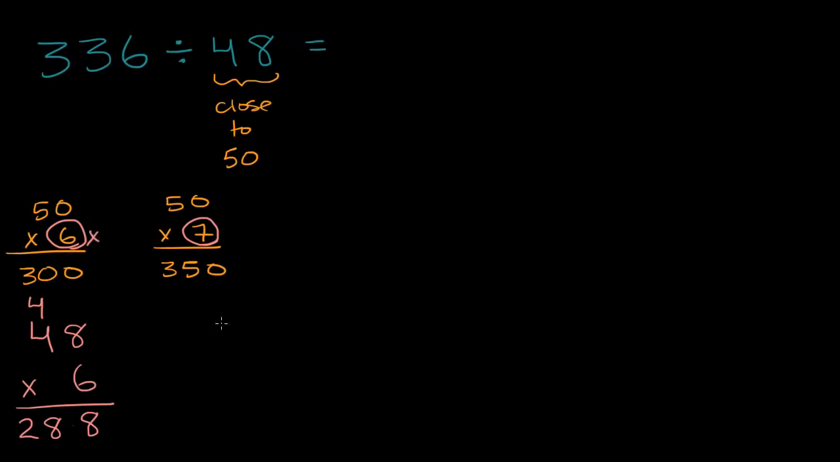Let me try 48 times 7. 8 times 7 is 56. 4 times 7 is 28 plus 5, 336. That's exactly right. So there you have it. With a little bit of trial and error, but it was an informed trial and error, we got 336 divided by 48 is equal to 7. This is what I meant, that it's a bit of an art.